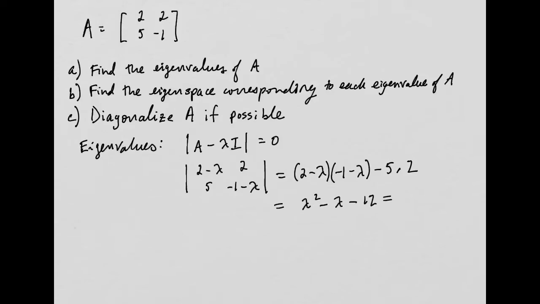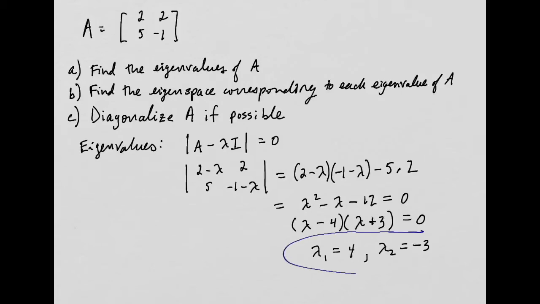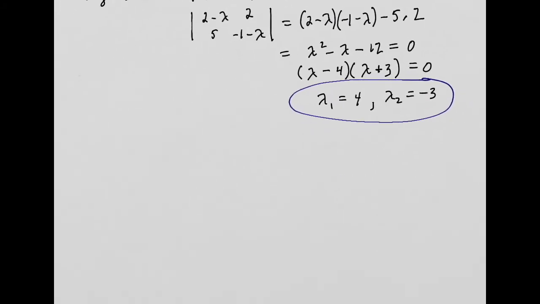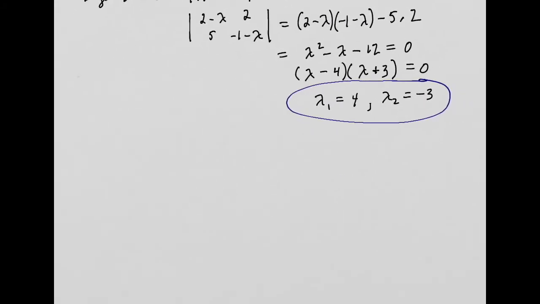So we have lambda squared minus lambda minus 12 equals 0. Then we can factor that, say lambda minus 4 times lambda plus 3 equals 0. So we'll say lambda 1 equals 4 and lambda 2 equals minus 3. So that's part A. There's our eigenvalues. All right, now for each eigenvalue, we need to find the corresponding eigenspace.